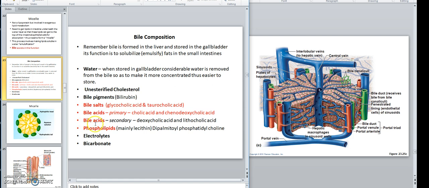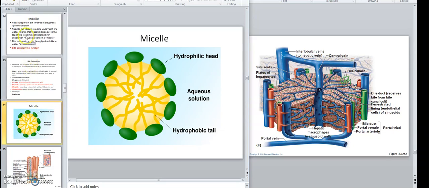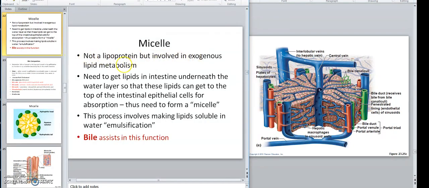Now, these in red are actually what helps with the emulsification. Remember, bile is formed in the liver and stored. Its function is, bile salts emulsify fats in the small intestine, because you can't get under the water layer. Remember, there's water on top of here. What the bile does is form this micelle, which is involved in exogenous lipid metabolism, which means eating it in the diet. You need to get lipids in the intestine underneath the water layer so these lipids can get to the top of the intestinal epithelial cells for absorption.